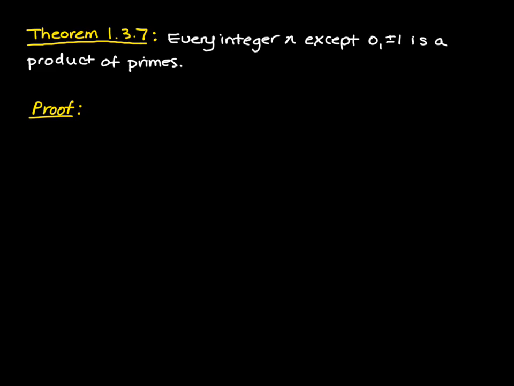So first, let's assume that n is strictly greater than 1. And what we're going to do is define a set S. So let S be the set of all integers greater than 1 that are not the product of primes.